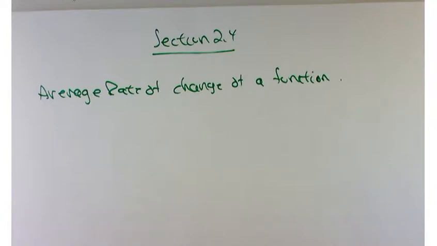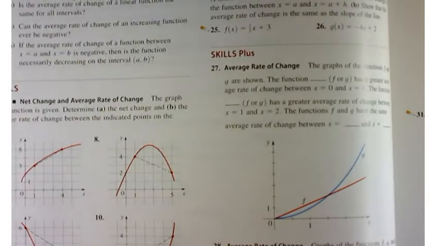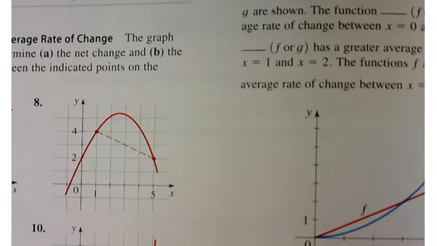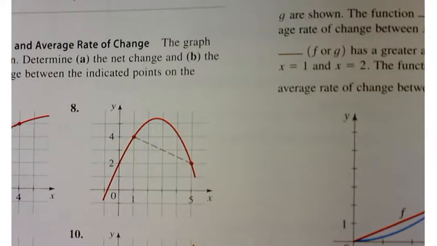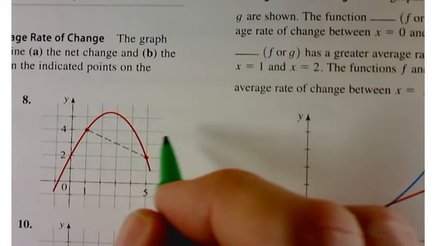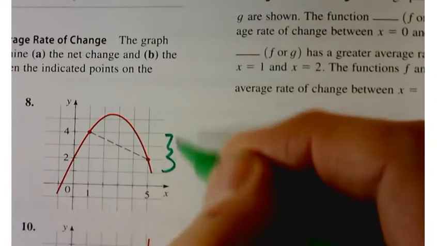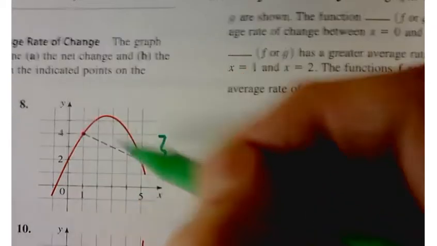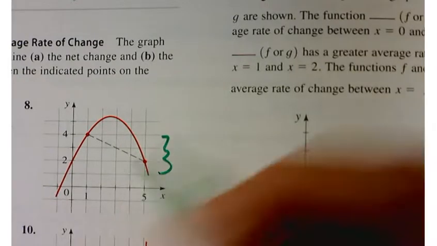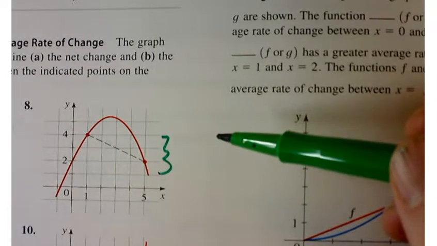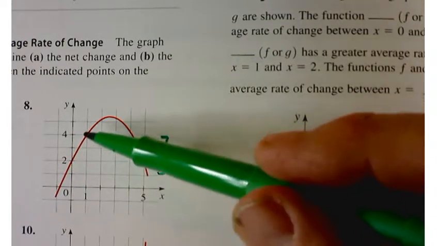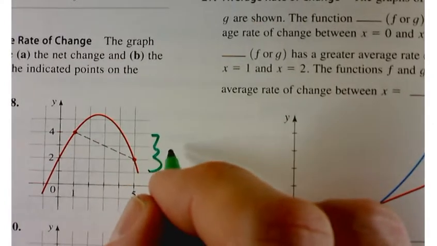Now, we've already dealt with net change in a function a couple times. Let's look at the average rate of change for problem number 8. Now, this one's not too bad to do visually, at least as far as the net change is concerned. How much of a change is there as we move from this point to this point? What's the net change in the function? Is it going to be a positive 2 or a negative 2? Negative 2. Yeah, you're going down by 2. So you subtract 2 here minus 4 here. You get a net change of negative 2.